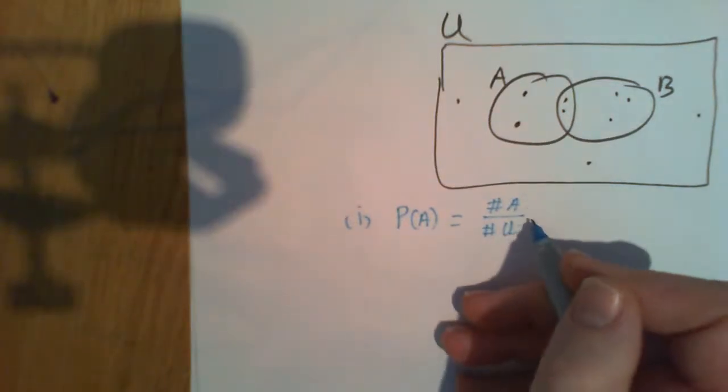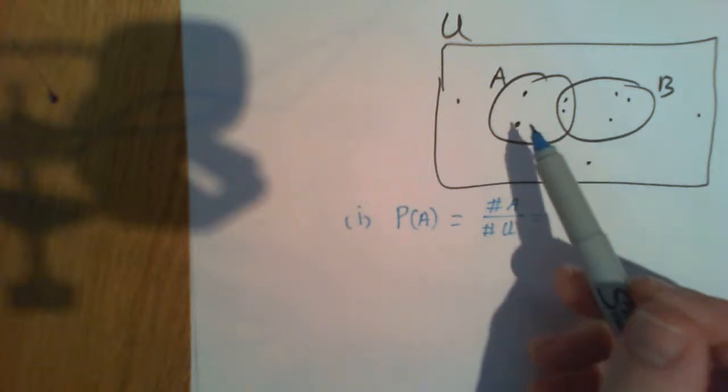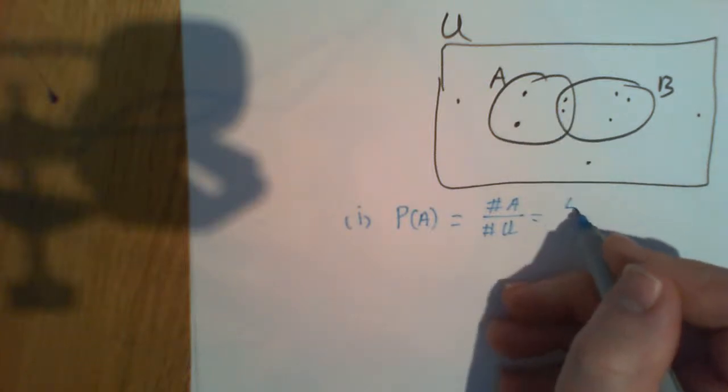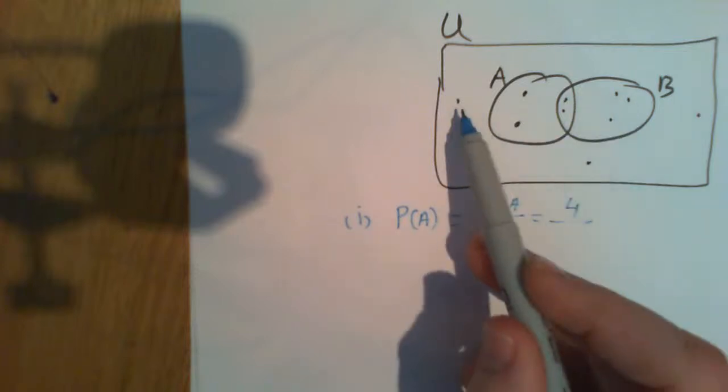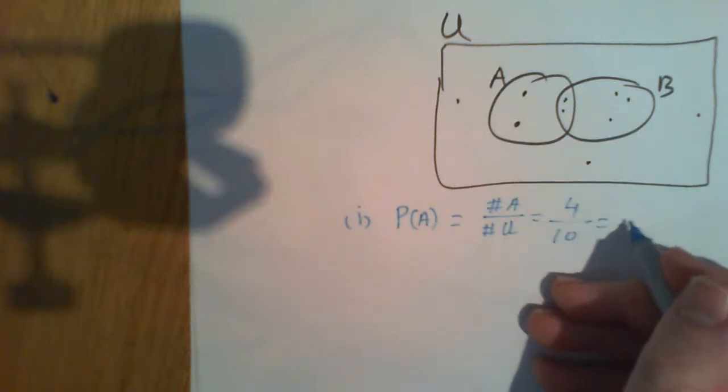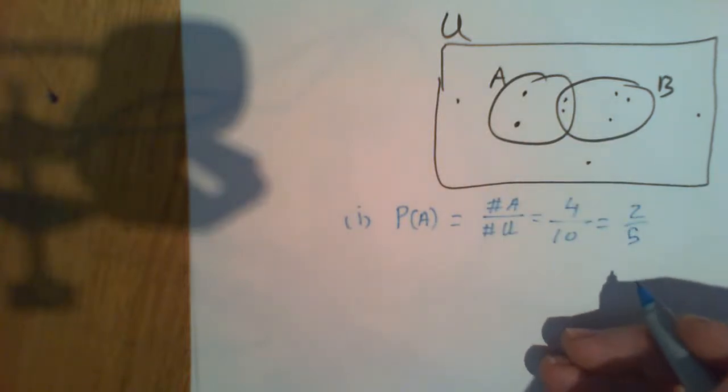So let's put that into real numbers. How many things are in A? 1, 2, 3, 4. How many things in the universal set? 1, 2, 3, 4, 5, 6, 7, 8, 9, 10. So there's a 2/5 chance of picking something from A.